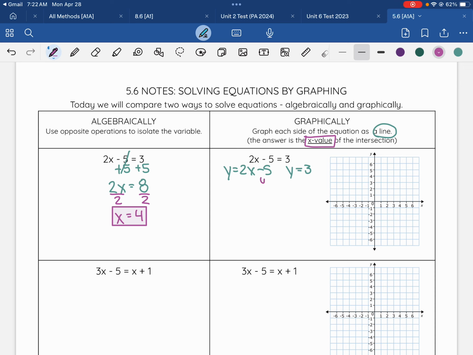Now, you should know by now that the y-intercept of this first one is going to be the negative 5. So you put a point at negative 5. And then my slope is 2. So I'm going to go up 2 over 1 from that point. And I can do this a couple of times if I want to. Sometimes I just keep going all the way across the page. You do not have to. You can just draw your straight line through the first few if you would like.